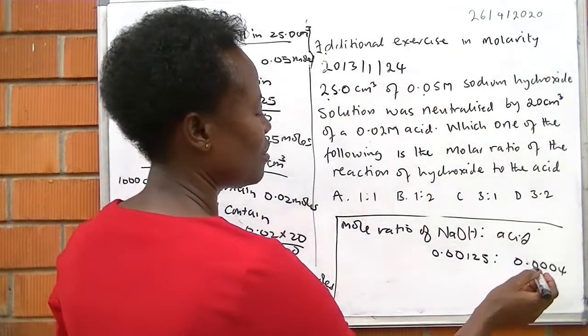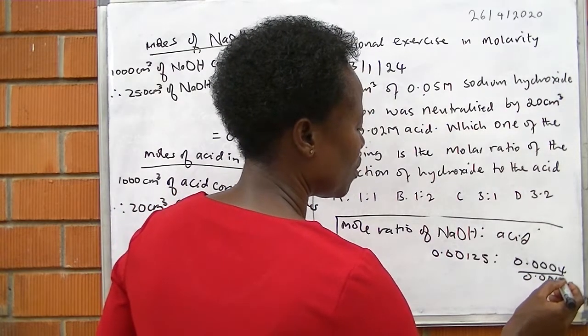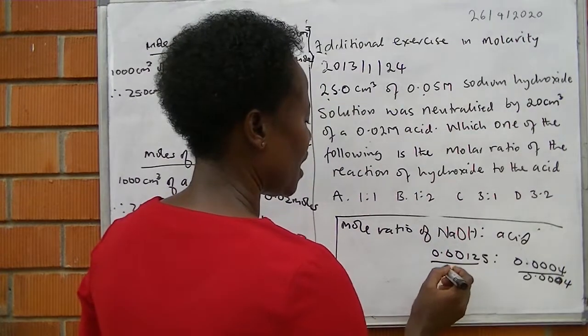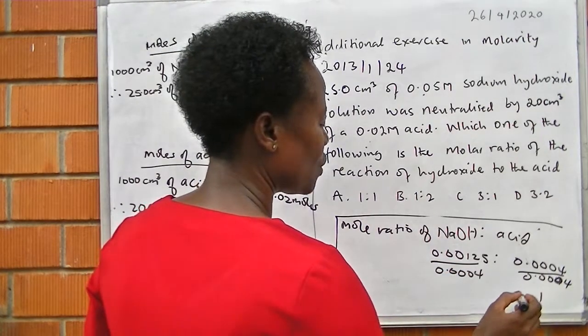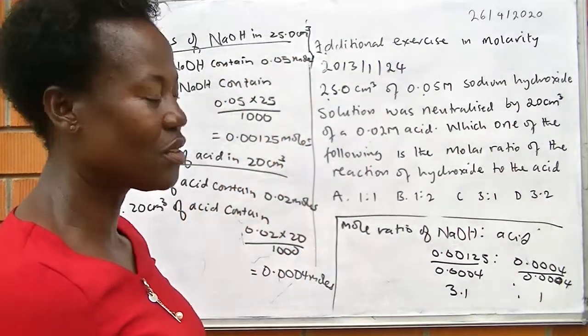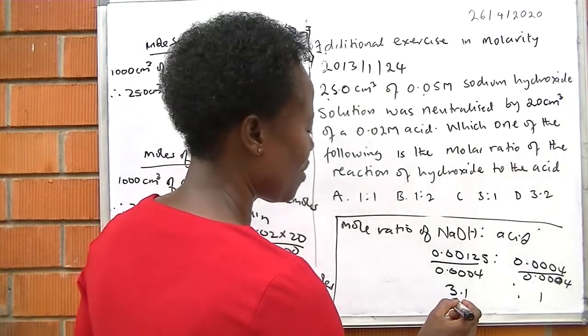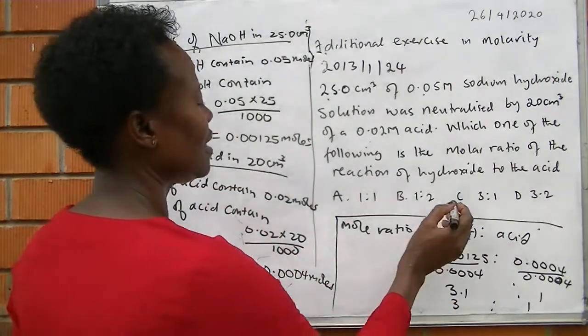The smallest is for the acid, so we divide by 0.0004 throughout. This is 3.1. But moles are always whole numbers, so this is the same as 3 to 1. And our answer is C.